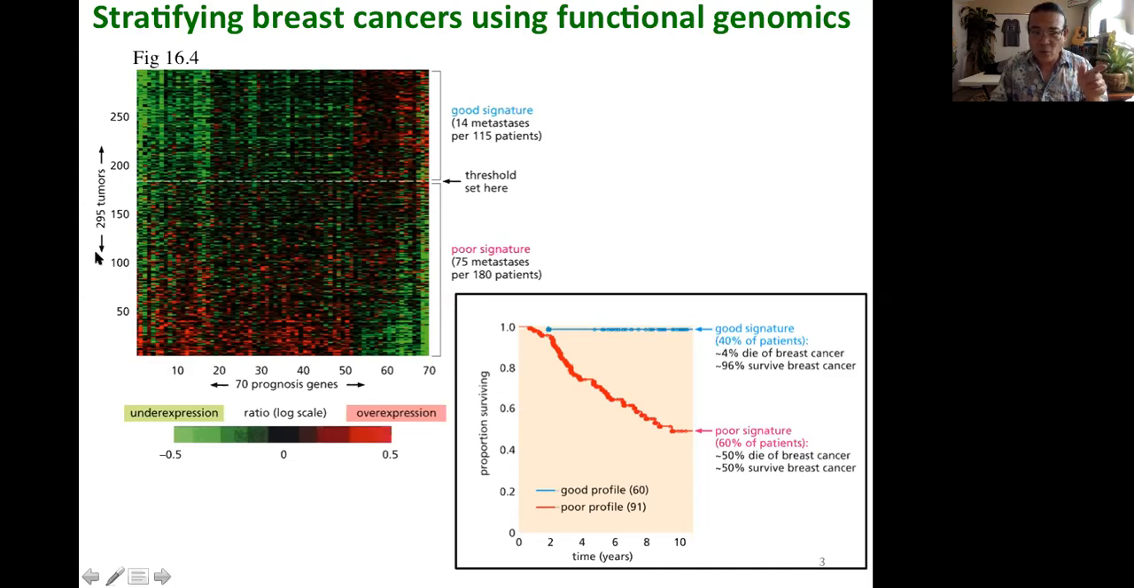You can see on the y-axis, it says 295 tumors, right? That means you can pretend you took 295 different breast cancer patients and took samples of each of their tumors. So you have 295 different tumors from 295 different patients. Now, right off the bat, you can imagine with almost 300 patients, not all of their cancers are going to be or behave the same.